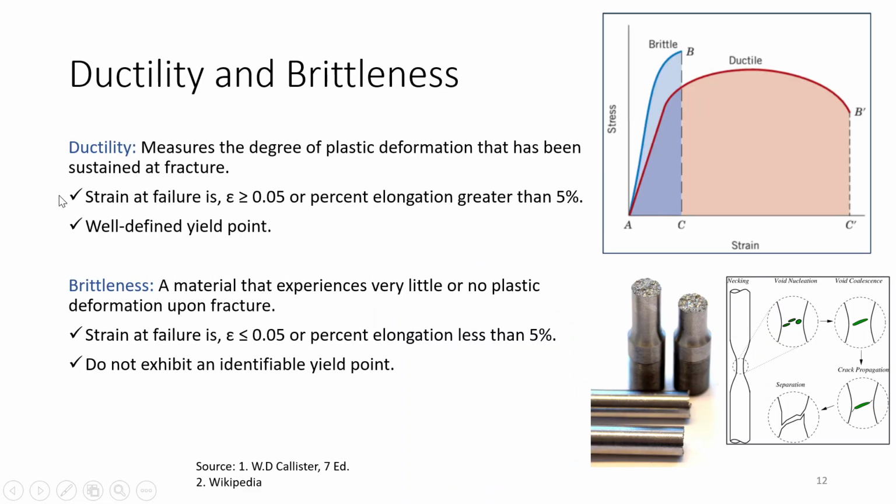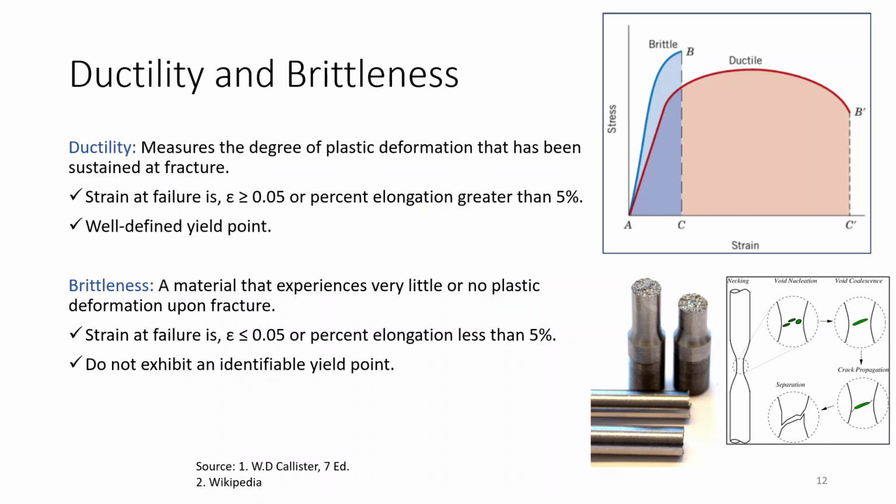Next you have ductility and brittleness. Depending on the fracture in the material, your material can be either ductile or brittle. Ductility measures the degree of plastic deformation that has been sustained at fracture, and strain at fracture is greater than 0.05, or percent elongation is greater than 5%, and these materials have a well-defined yield point.